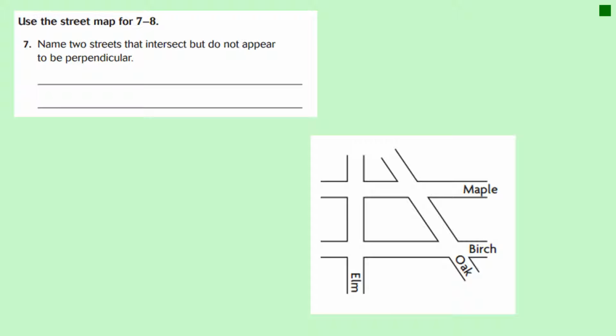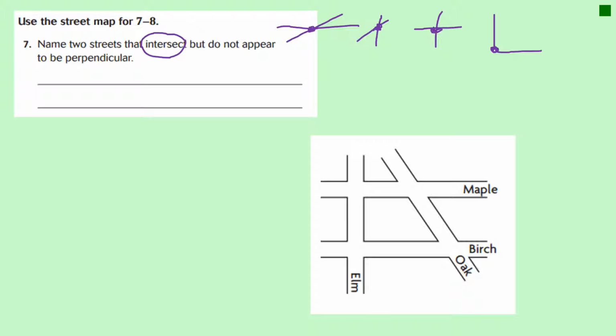Two streets that intersect. So when lines intersect, it means that they cross one another. So there's an intersection. Okay, it's where lines cross one another, or where they touch one another. You can even say that that is an intersection. Okay, so 2 streets that intersect but do not appear to be perpendicular.